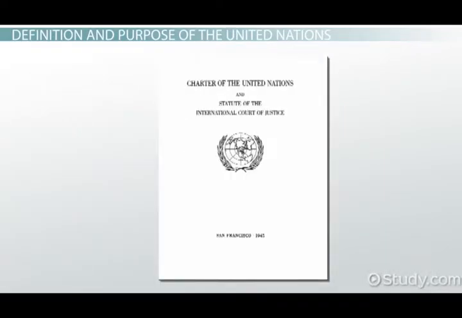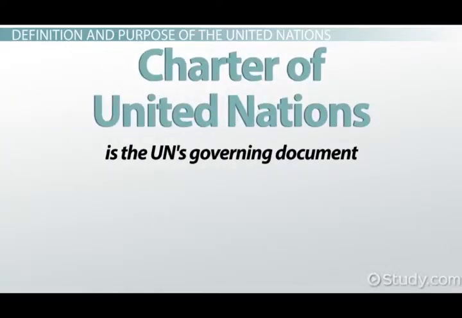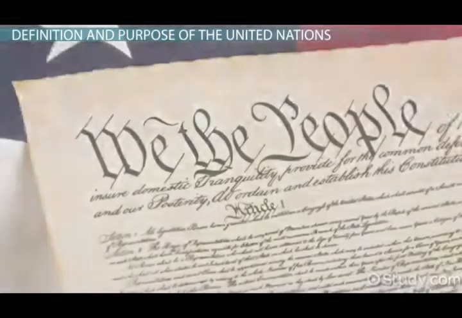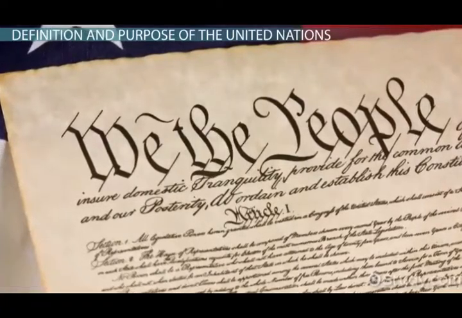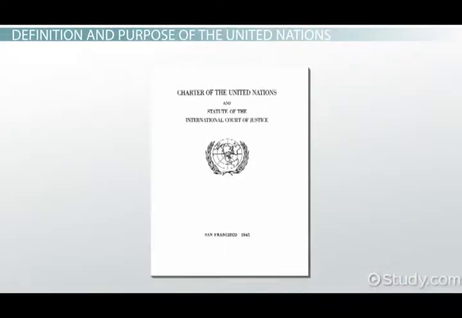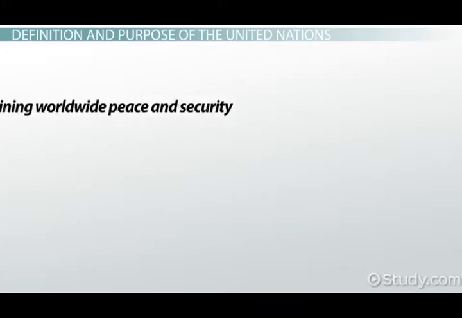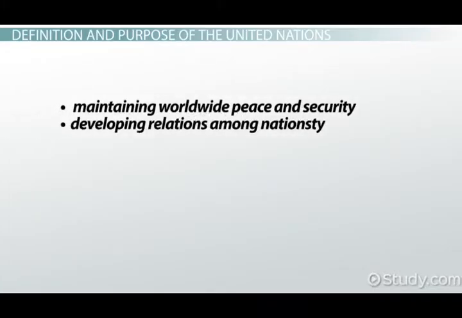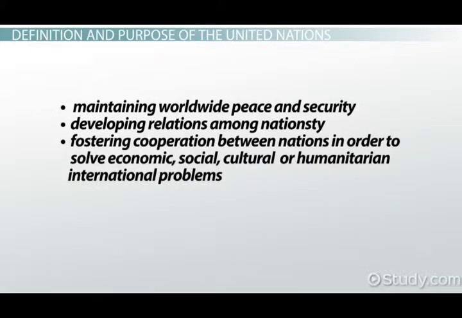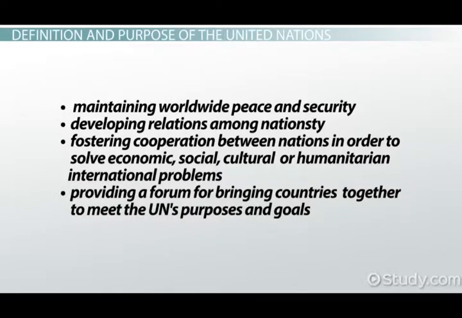Article 1 of the Charter of United Nations specifies the purposes of the UN. The Charter of United Nations, UN Charter, is the UN's governing document, much like the Constitution of the United States of America. The UN Charter sets out 4 main purposes: maintaining worldwide peace and security, developing relations among nations, fostering cooperation between nations in order to solve economic, social, cultural, or humanitarian international problems, and providing a forum for bringing countries together to meet the UN's purposes and goals.